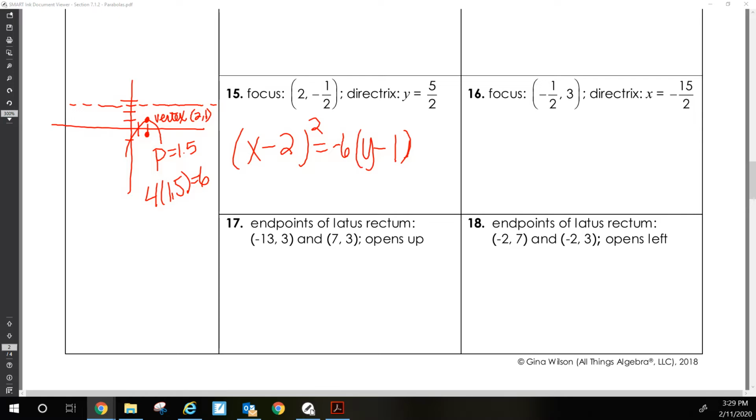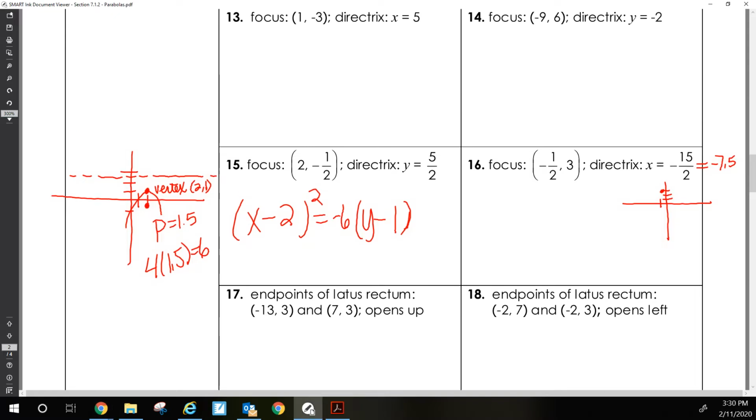All right, number 16. Our focus is at (-1/2, 3), so about here. My directrix is x = -15/2, which is -7.5. So there's -1, 2, 3, 4, 5, 6, 7, 8. Halfway between those two guys is -7.5. What's halfway between the focus and the directrix? That's going to be our vertex.